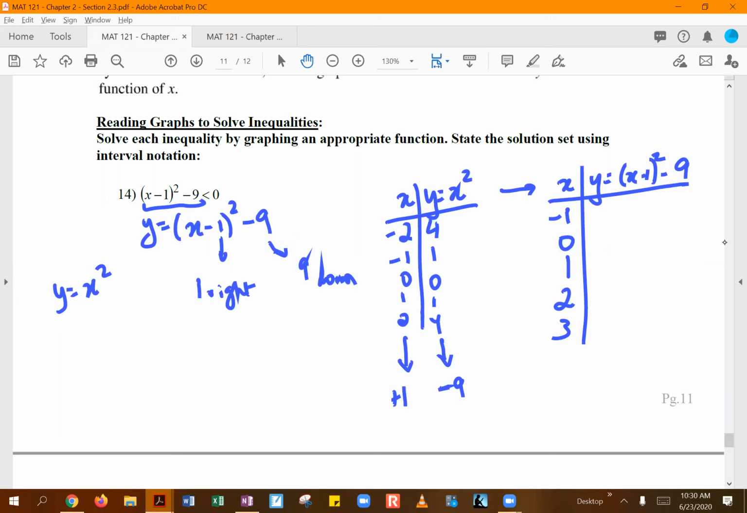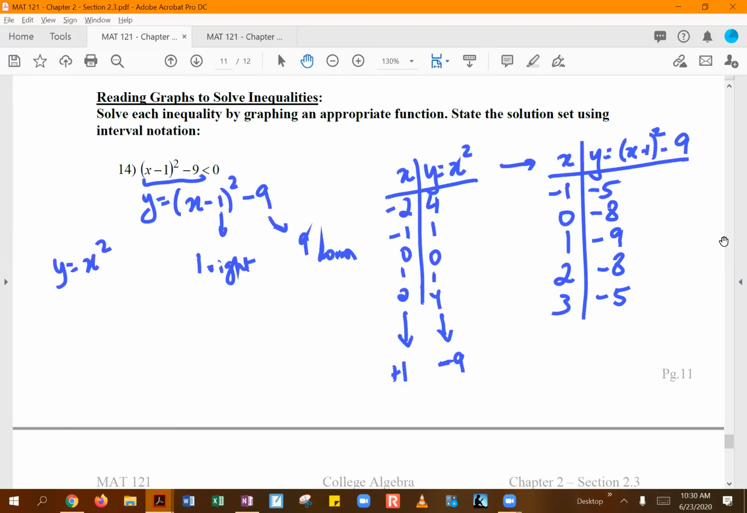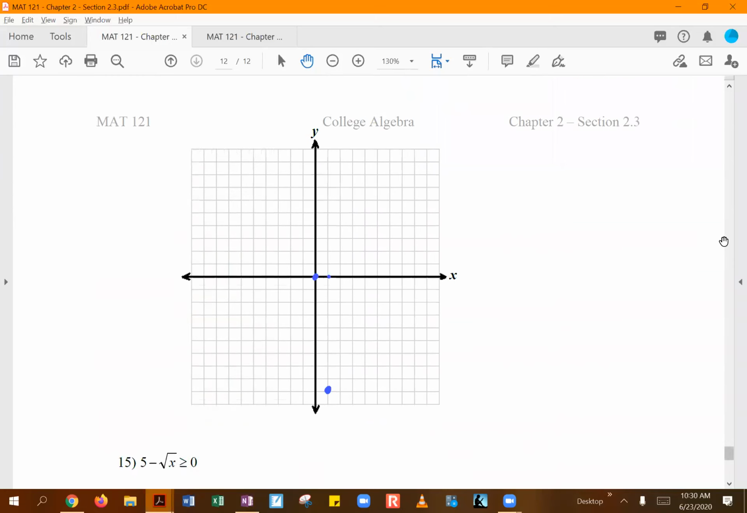Okay, so let me see. You should have 4 minus 9, which is -5. 1 minus 9 will of course give us -8. 0 minus 9 would be -9. Okay, Lori, good. Again, same thing, 1 minus 9 will be negative 8, and 4 minus 9 would be back to negative 5. So negative 1, negative 5.